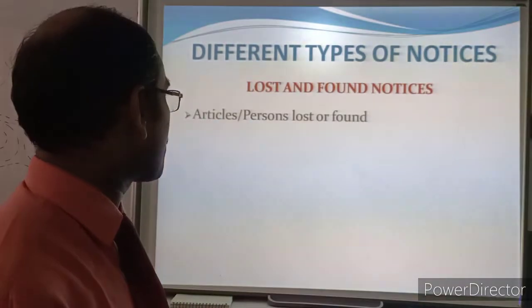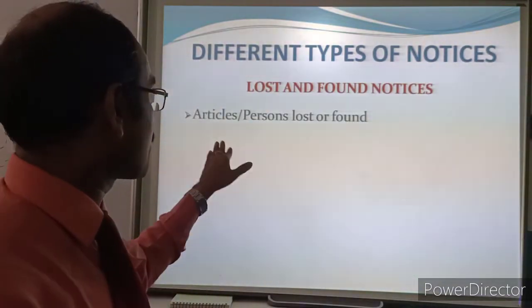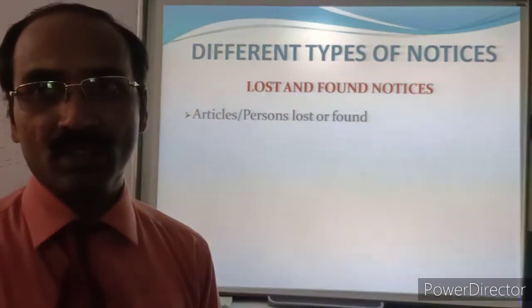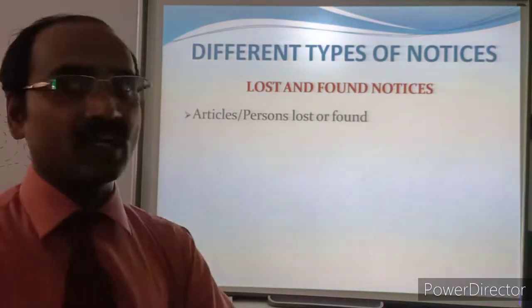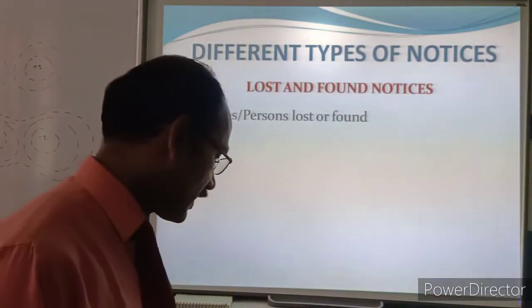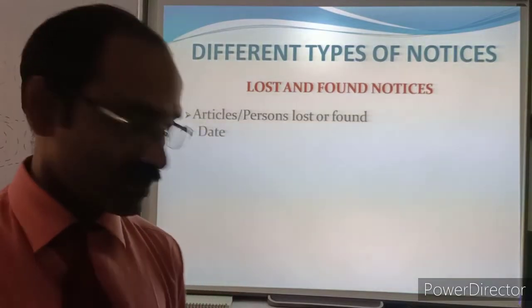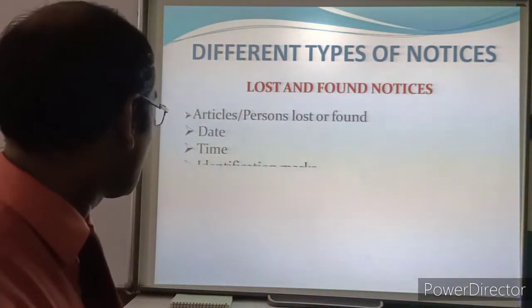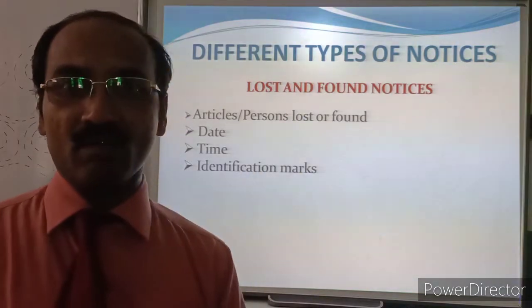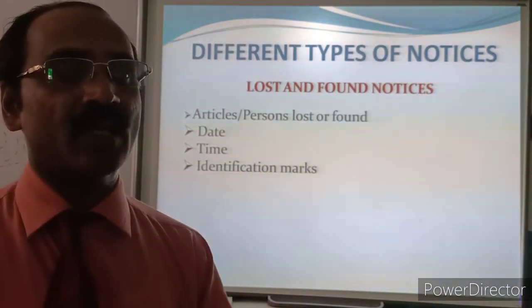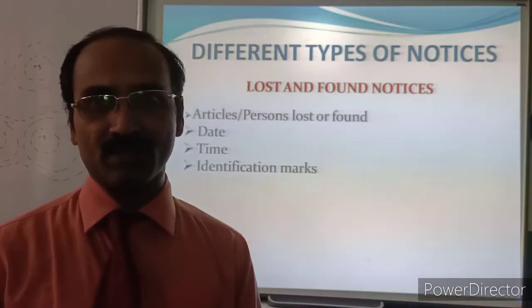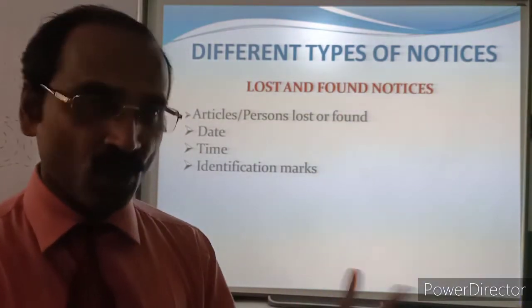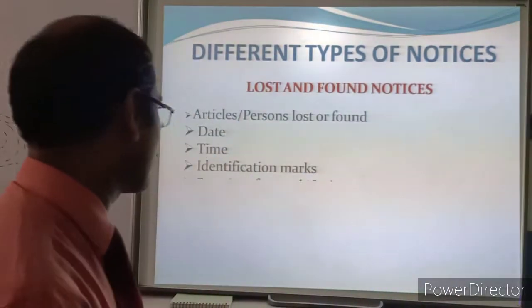So and so article or person lost. What article is lost? Watch lost. Date: which date lost? Time: what time lost? Where is it lost? And identification mark. What is the identification? You can say a Titan watch is lost, on so and so date and so time.